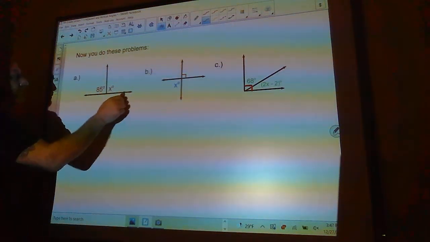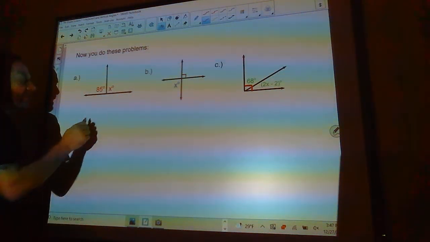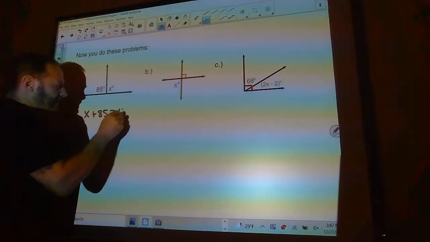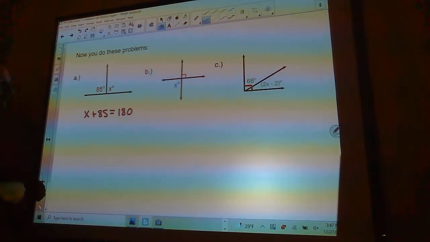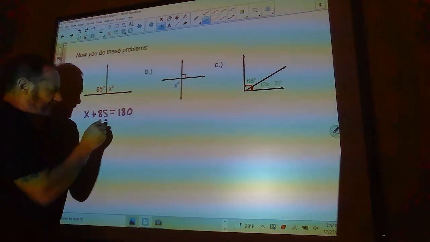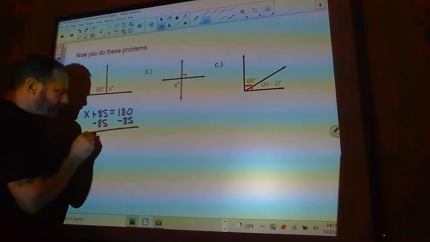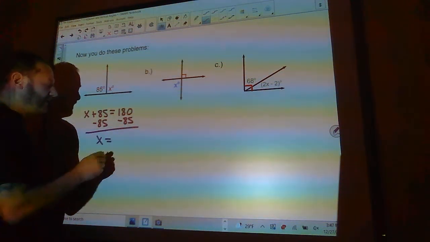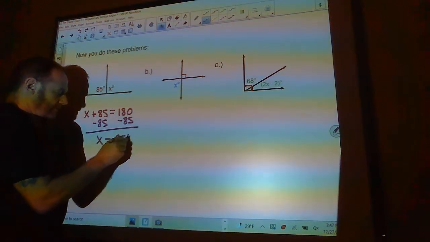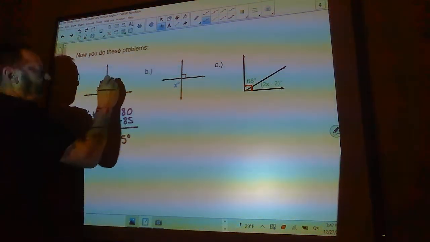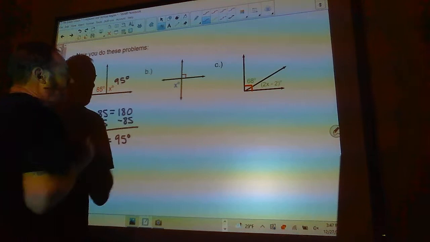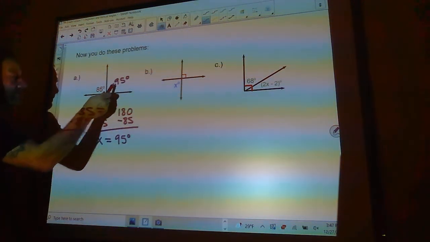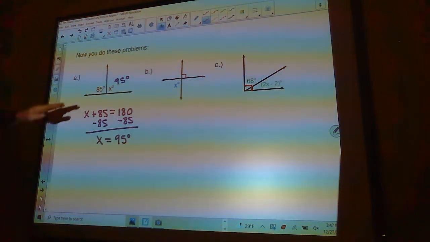Okay, these two angles form a straight line, so they add up to 180. So x plus 85 adds up to 180. I'm going to subtract 85 from both sides, and I get x equals 95. So this is going to be a 95 degree angle. That's slightly obtuse. This one is slightly acute, so that's slightly bigger than 90, and that one's slightly less than 90.